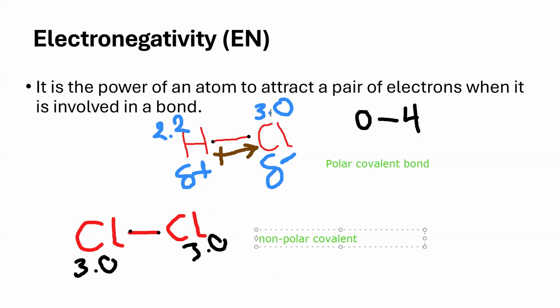There is no polarity here, but in the other case there is polarity. There are two poles. One pole is partially negative and the other pole is partially positive. Okay, this is the idea of electronegativity.